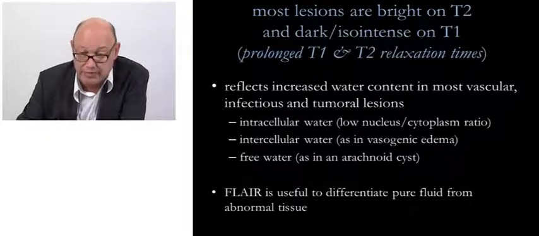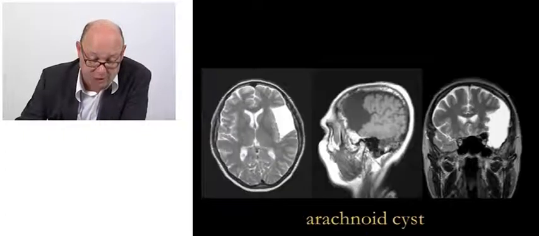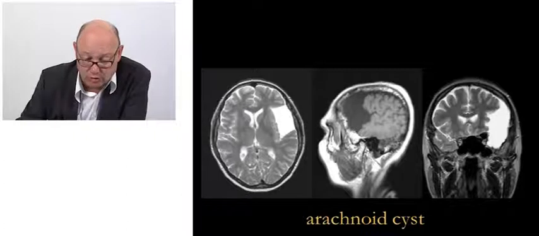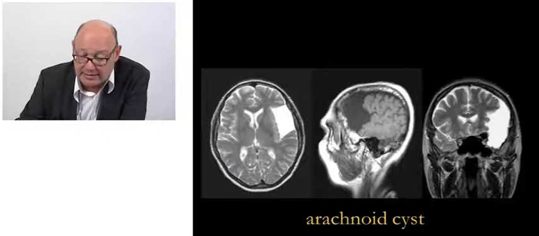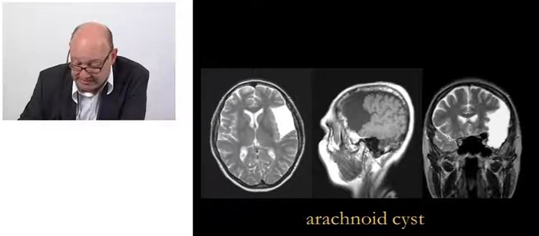A technique to make the differential between the possibilities is using the FLAIR, because this will differentiate pure fluid from abnormal tissue. Just an example, lesion over here, you see high signal intensity on T2, it has low signal intensity on T1, actually it has the same signal intensity as the cerebrospinal fluid, so this is an arachnoid cyst.